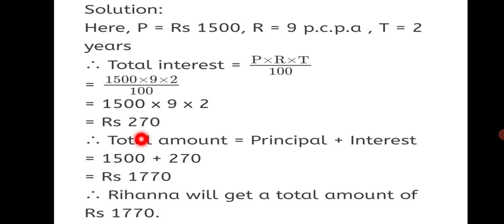Therefore, now this 270 is our interest. We have found out the interest. Now we need to find the total amount. Total amount formula I told you is principal plus interest. So principal is 1500 here. So we write 1500 plus interest we found out, 270, is equal to 1770. Therefore, Rihanna will get a total amount of rupees 1770. Question number 2.